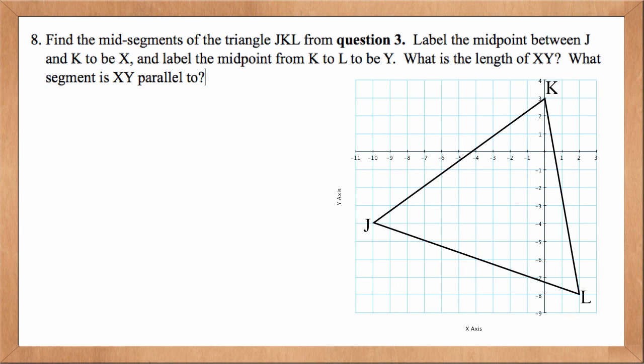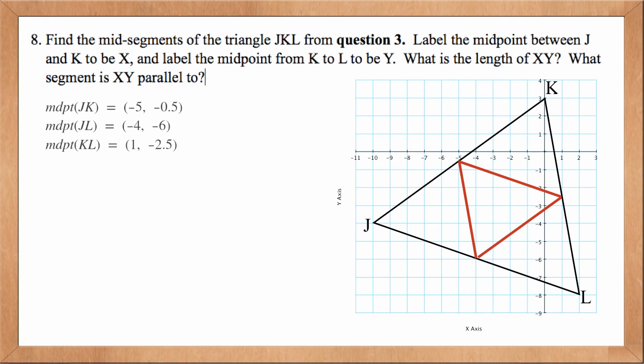So what we do is we regraph the triangle from question number 3. We find the midpoints. The midpoint of JK is located at -5, -0.5. Remember, to find the midpoint, all you have to do is average the x values and average the y values. The midpoint of JL is -4, -6, and the midpoint of KL is 1, -2.5.